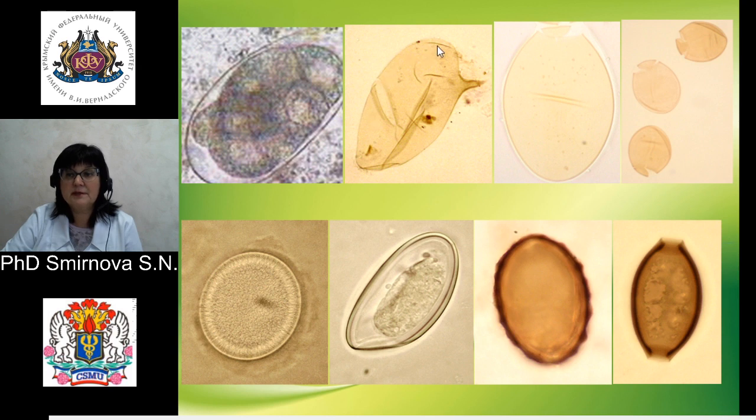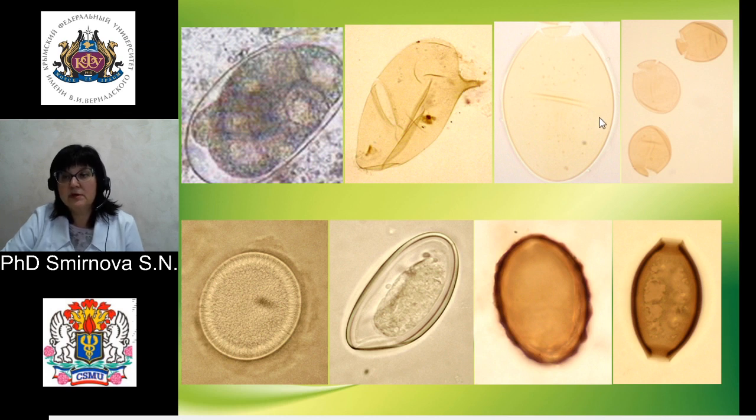Schistosoma mansoni is a trematode parasite. This parasite has an egg which is closed and has one big lateral spine.